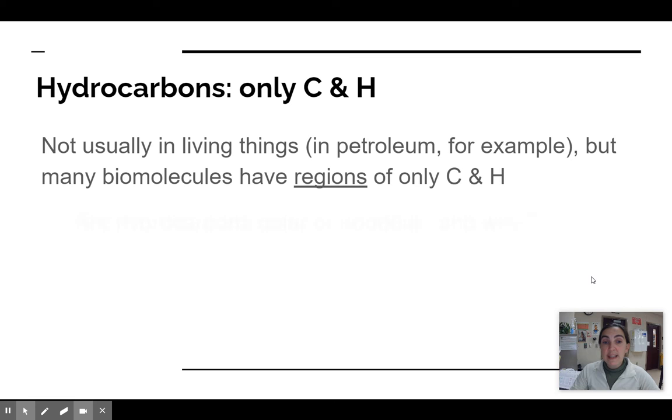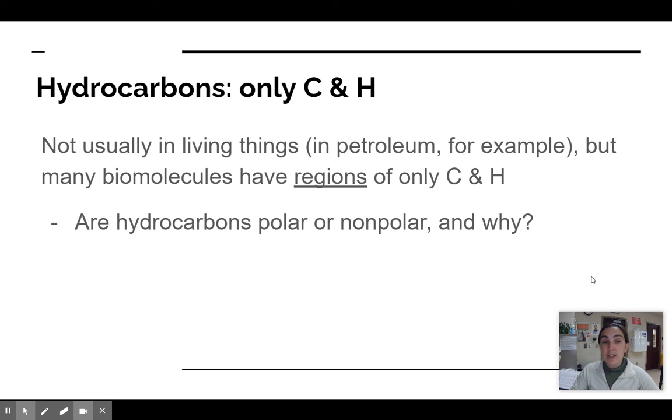The important things to think about are these kinds of questions. If you have a big section of a molecule that's only carbon and hydrogen, is that polar or nonpolar, and why? And how will that affect how it behaves in water? Because living things are mostly made of water.